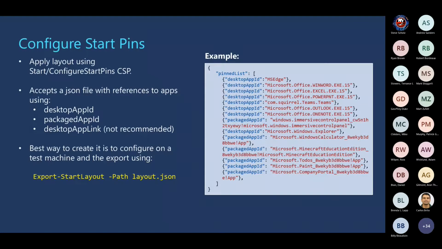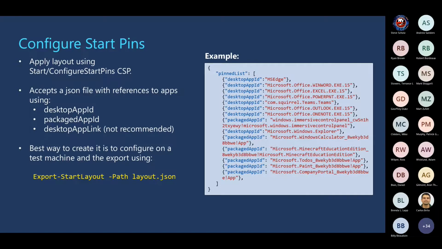All right, so starting with the MDM configuration for configuring Start pins. The way you configure this one is using the Configure Start pins new CSP that was available and created with Windows 11. That falls under the Policy CSP, under the Start area. And it accepts a JSON file here with 2 different types of references, a desktop app ID, a package ID, and a desktop app link, which is the least recommended here since desktop links can actually change places frequently.